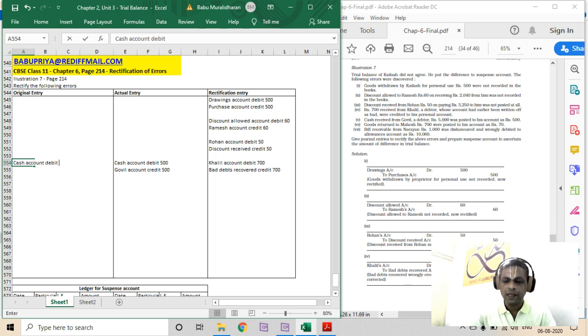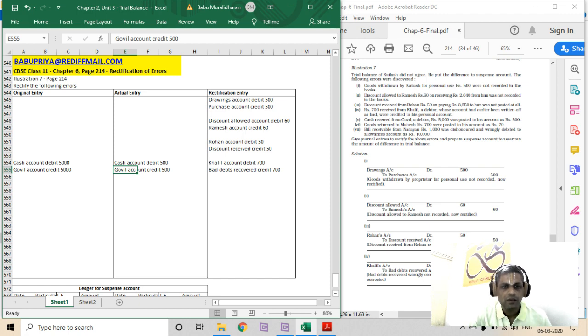What should be the entry? Cash account debit 5,000, right? And Govil account credit 5,000. If you notice this, it's mentioned here: cash received from Govil, a debtor, 5,000 was posted to his account as rupees 500. It's mentioned that only Govil account is incorrectly posted. So it means that cash is recorded correctly, and the credit given to Govil alone is incorrect.